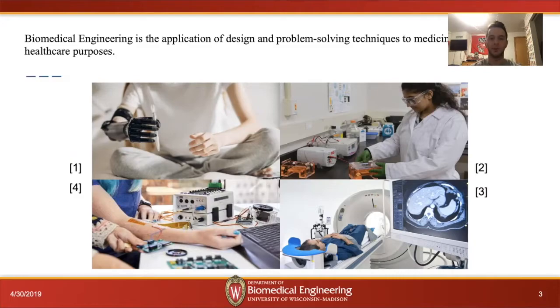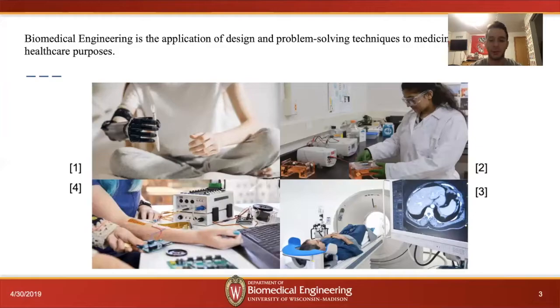To begin, we would like to give an introduction to what biomedical engineering is and the different areas within biomedical engineering. Biomedical engineering is the application of designing and problem-solving techniques to medicine and biology for healthcare purposes. What that means is we take engineering principles and apply them to solving problems within the world of healthcare. For example, as shown in the picture on the top left, we are able to combine knowledge of mechanics, electronics, and the human body to make prosthetics for those who have lost or were born without certain limbs.